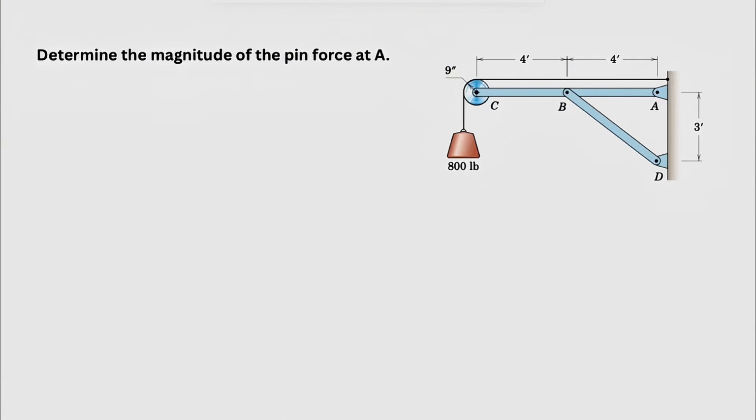Alright guys, let's see how we can solve another question from the chapter 4 Meriam textbook, Engineering Mechanics. And in this frame, we need to determine the magnitude of the pin force at point A. So as always, we're going to start with the free body diagram.